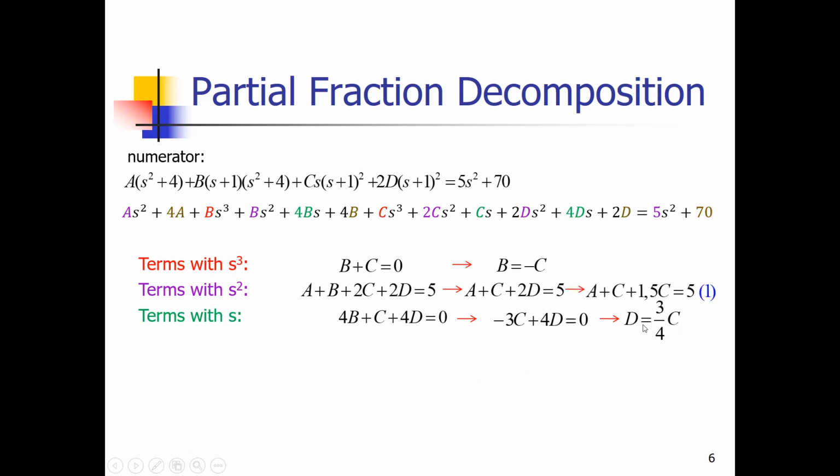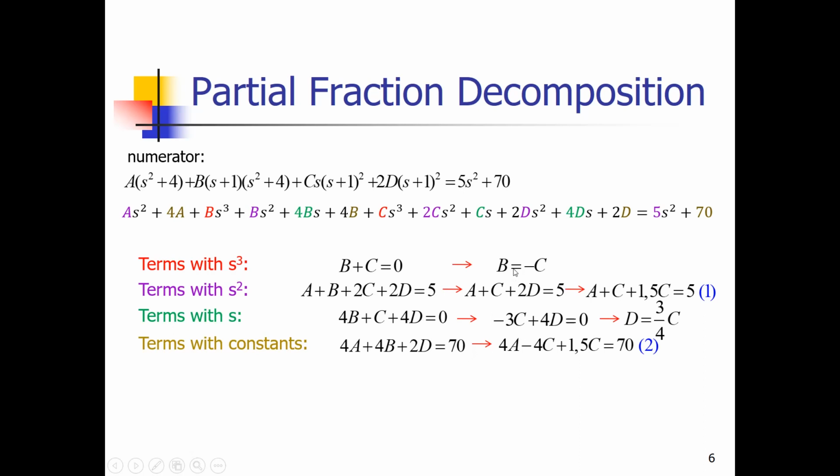When we fill that in that expression, we have a plus c plus 2 times d, which is 1.5 times c, which is equal to 5. Let's call that equation number 1. And now we are doing the last thing. We compare the constant values of the left side of this equation with the constant parts at the right side of the equation. And then we see that 4 times a plus 4 times b plus 2 times d equals 70. So that is this expression.